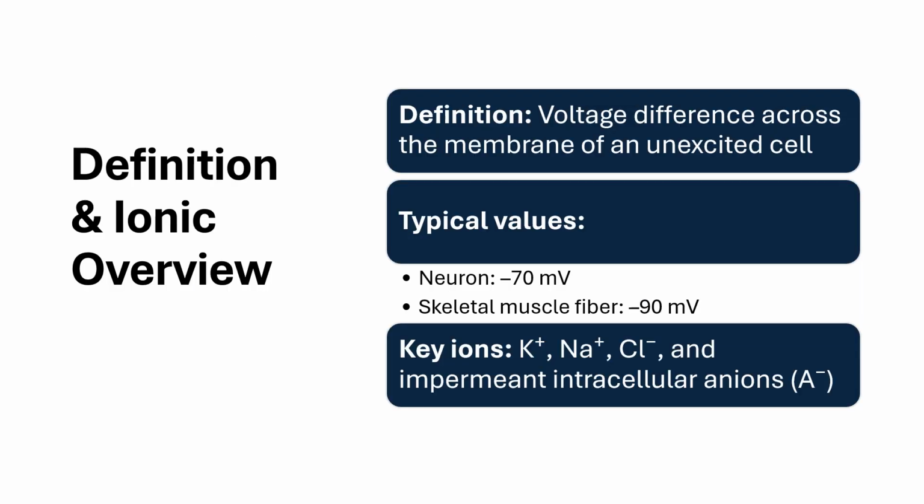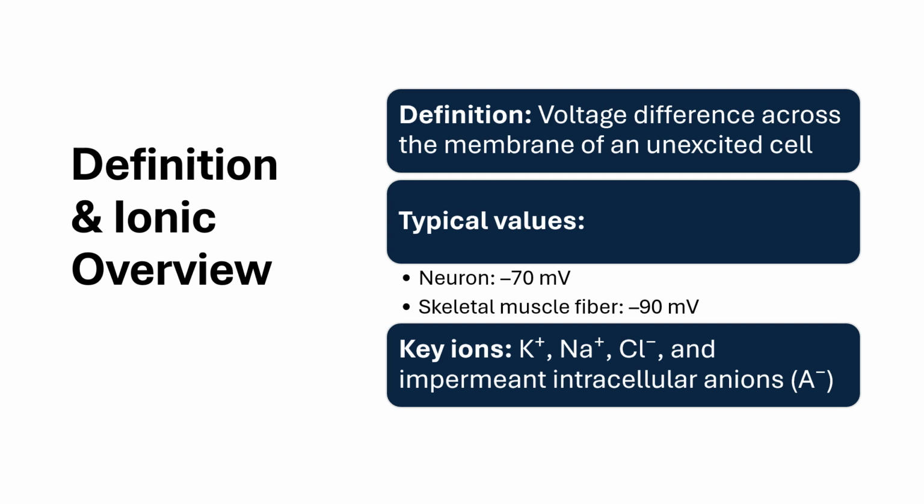Resting membrane potential is the voltage difference across the cell membrane of an unexcited or resting cell. In simple terms, this means that the inside of the cell is negatively charged compared to the outside, even when the cell is not actively firing. Typical values vary slightly between cell types. In a neuron, the resting potential is about minus 70 millivolts. The skeletal muscle fiber, it's even more negative, around minus 90 millivolts.